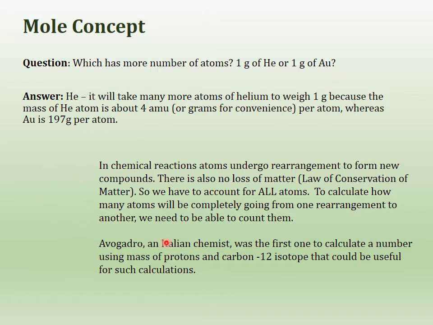Avogadro, an Italian chemist, was the first one who came up with such a number, and he based it on carbon-12. The carbon-12 isotope is one of the purest isotopes of any element. When we say we have the carbon-12 isotope, it actually means carbon 12.00000, so it's an exact number. He used the mass of protons and the charge and all of those things that you studied in chapter 2 to figure out the number of atoms in a mole.